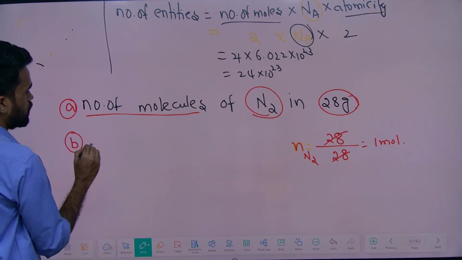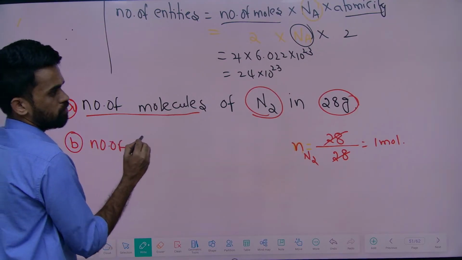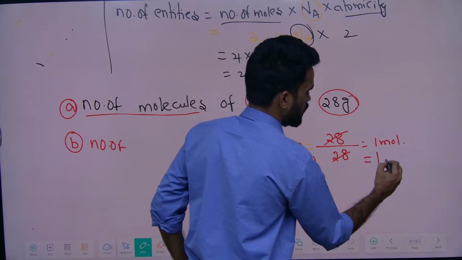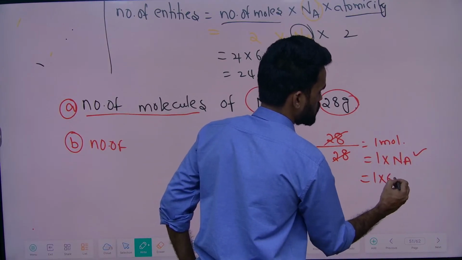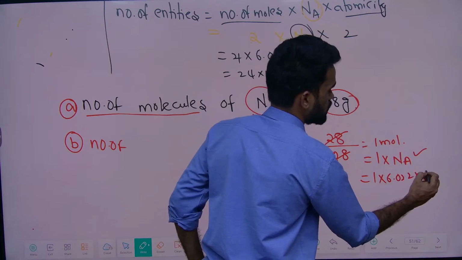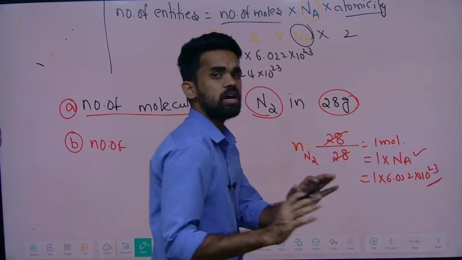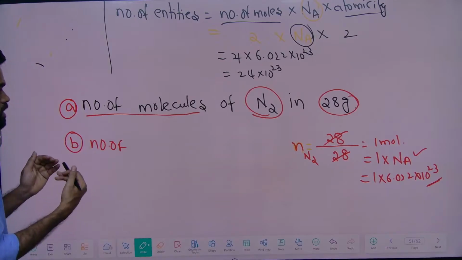So 1 mole means what you can do? 1 into Avogadro number will be your final answer. 1 into 6.022 into 10 power 23. This is your final answer. But they won't ask you like this. They may extend the question like this.